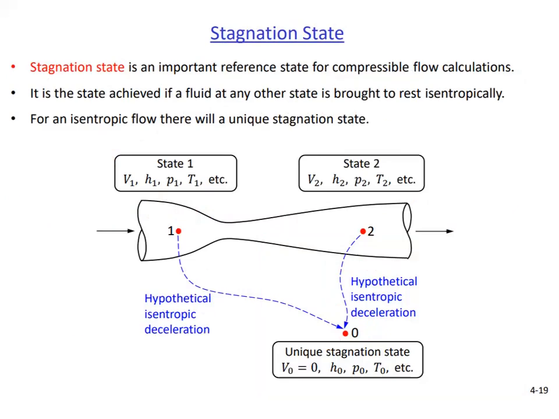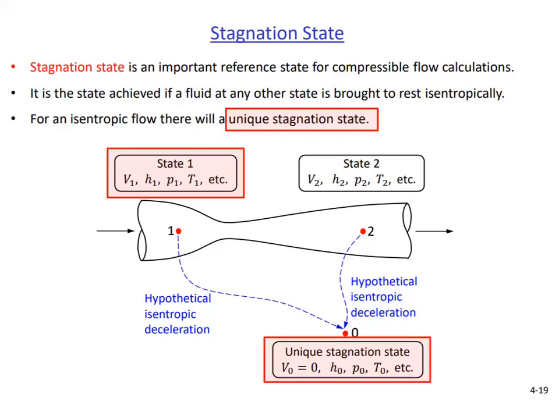In this slide, we emphasize the fact that in an isentropic flow, the stagnation state is unique. If we take the fluid at state 1 and decelerate it isentropically to 0 speed, we end up at the stagnation state. If we do this for state 2, we again end up with the same stagnation state.